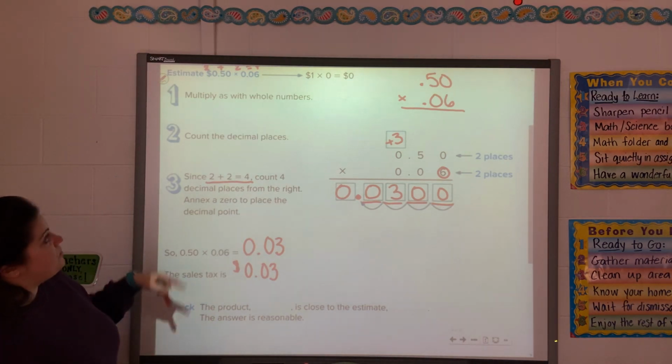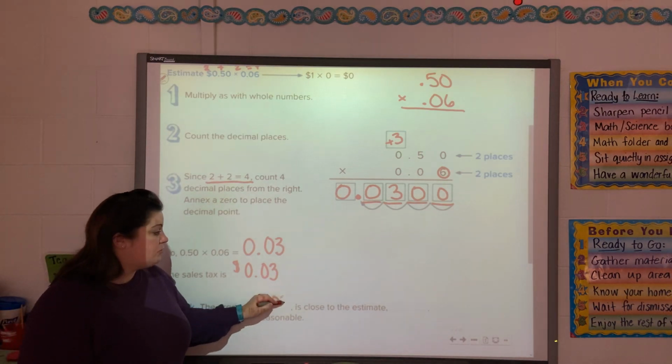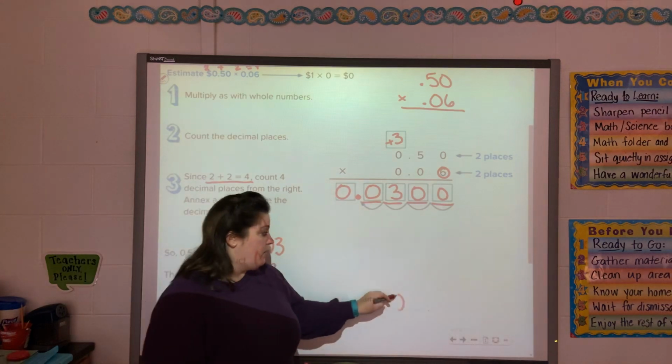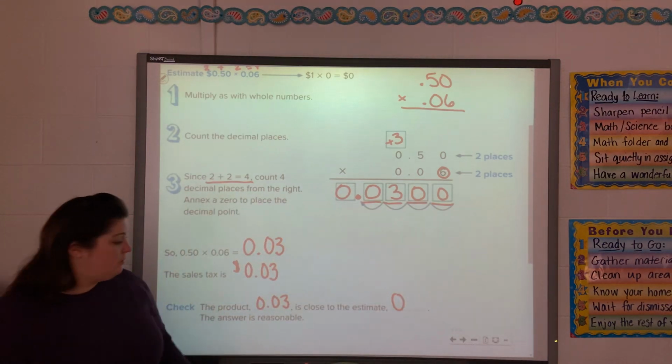If we look at our estimate, which was 0, the product, 3 cents, is really close to our estimate of 0. 3 pennies is close to nothing. So our answer is reasonable.